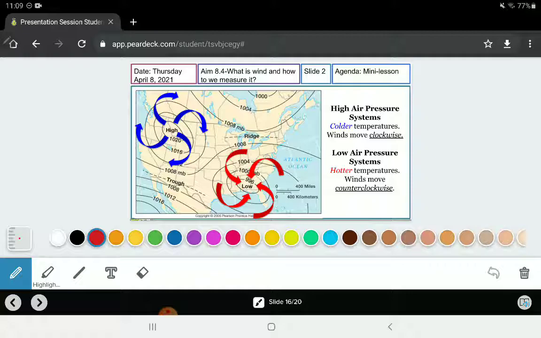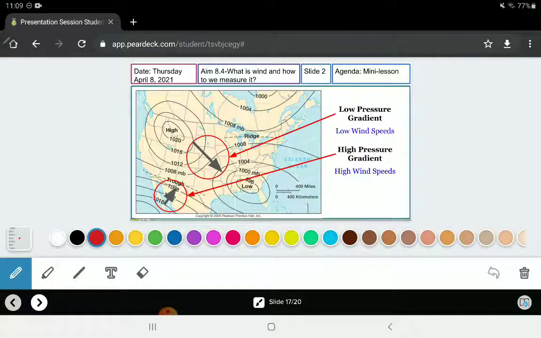Just a reminder to you guys, this is coming back: cold temperatures are high pressure, warm temperatures are low pressure. High pressure systems move clockwise, low pressure systems move counterclockwise. If you look on this diagram, in this area I want you to draw a little arrow for us. We're going to go from our high pressure system to our low pressure system.